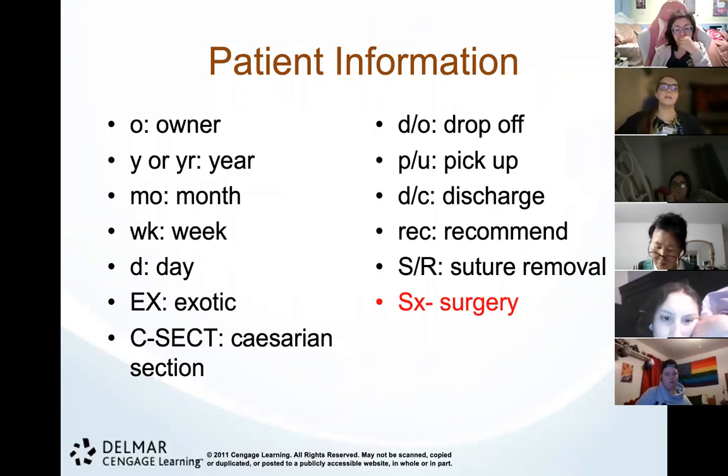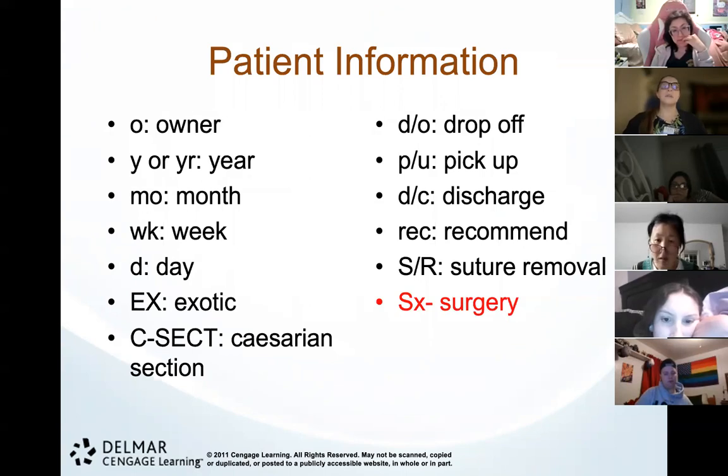CSECT is the abbreviation for a cesarean section. That is the removal of the fetuses from the mother under anesthesia. So if they cannot birth them naturally, we will put them under anesthesia and we will surgically remove them. That is a cesarean section or a C-section.